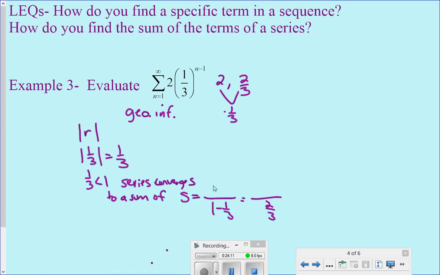So a sub 1 is 2, goes in the numerator. And now we're ready to divide 2 by 2/3, which gives me 2 times 3/2, which I can simplify on the diagonal there, which gives me 3. So this series converges to a sum of 3.